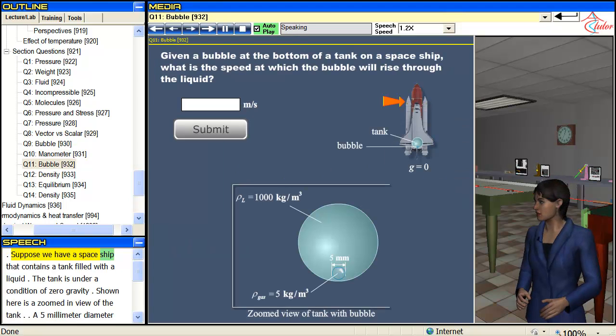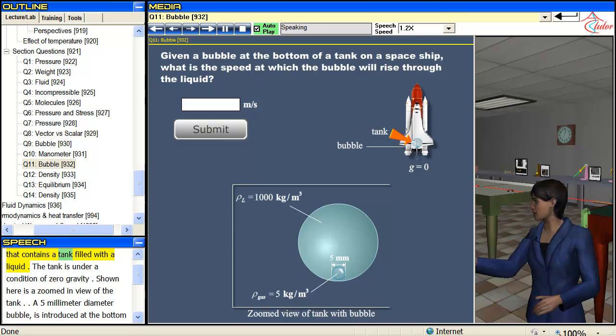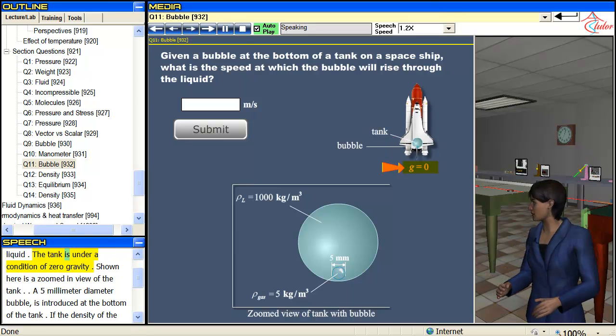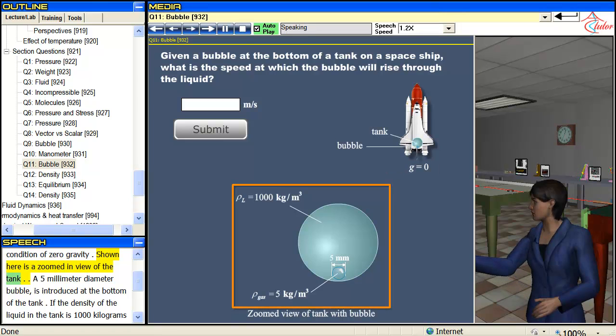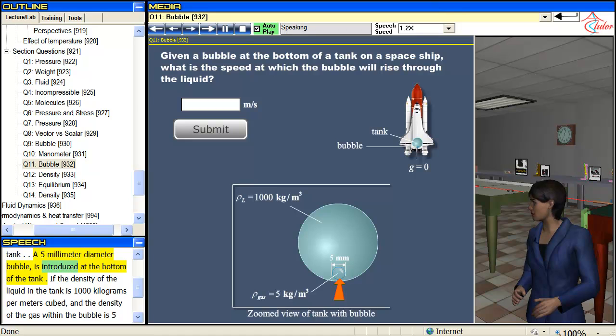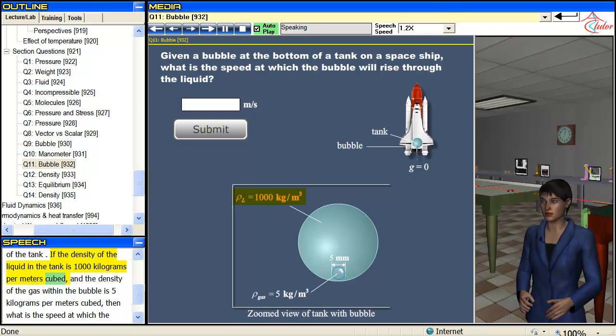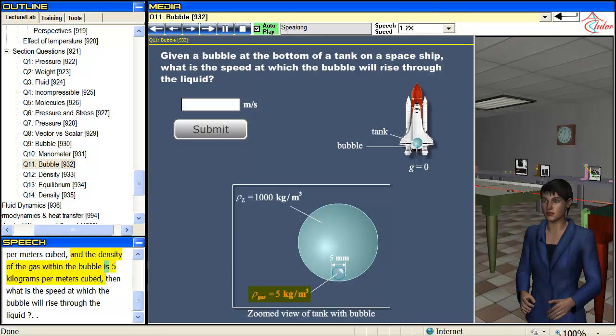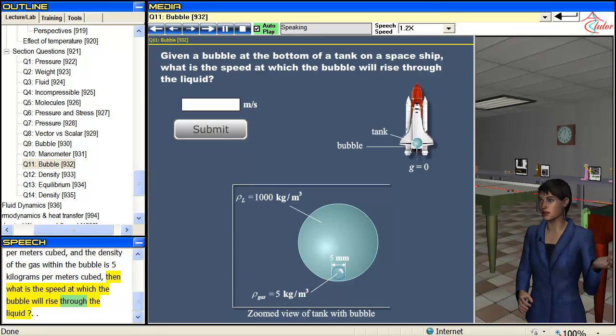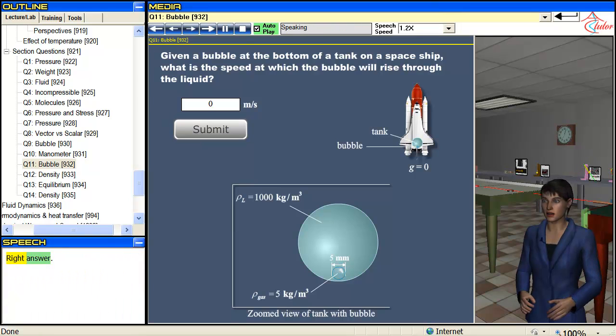Suppose we have a spaceship that contains a tank filled with a liquid. The tank is under a condition of 0 gravity. Shown here is a zoomed-in view of the tank. A 5 mm diameter bubble is introduced at the bottom of the tank. If the density of the liquid in the tank is 1000 kg per meter cubed, and the density of the gas within the bubble is 5 kg per meter cubed, then what is the speed at which the bubble will rise through the liquid? Right answer.